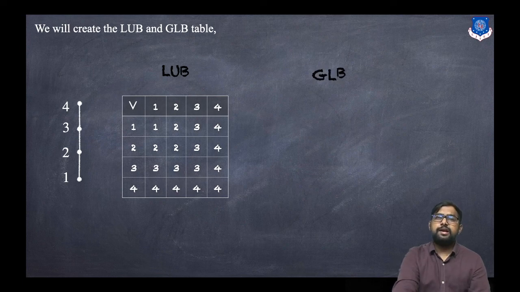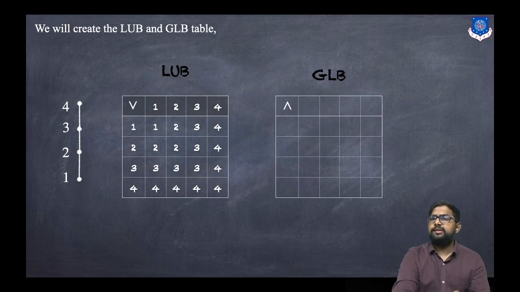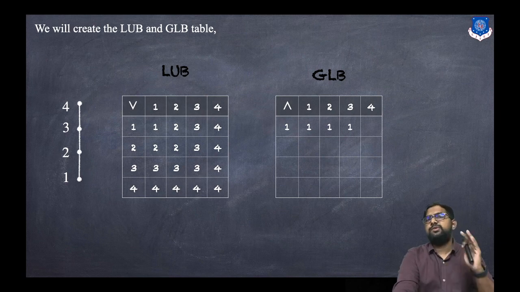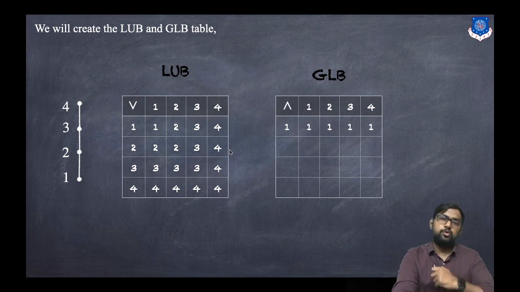Now let us create the GLB table. Again the table, the symbol, and now 1, 2, 3 and 4. Now in row also 1. Now 1 and 1, as it is the same point, the GLB will be 1. Now 1 and 2, the greatest lower bound will be 1. You can see that this 1 is the least point, the lowest point of the whole graph, so this whole row will be 1, because we are finding the greatest lower bound and this is the lowest one.